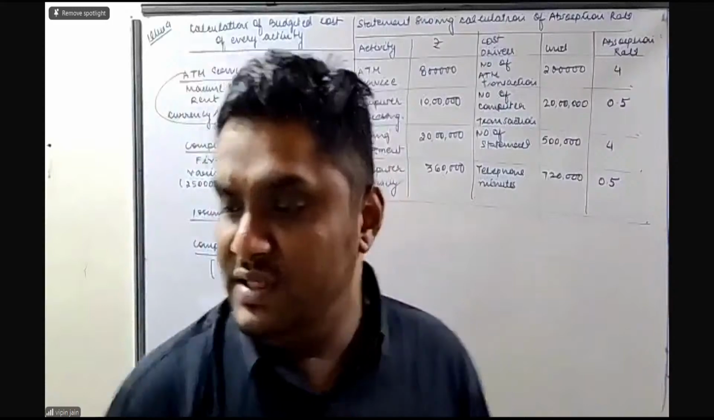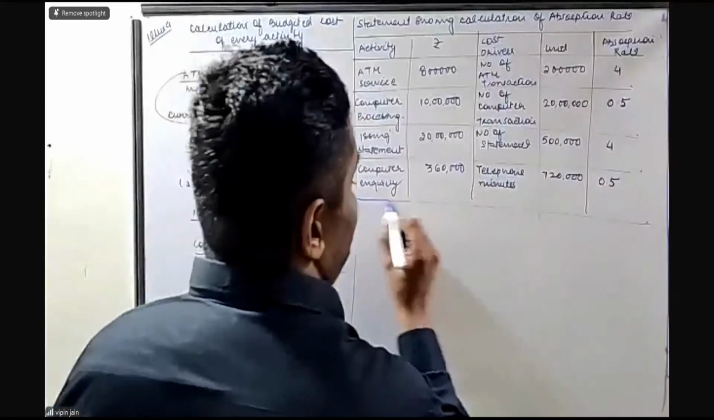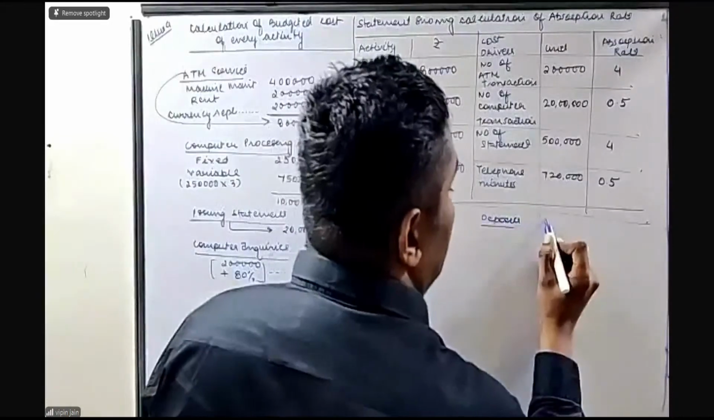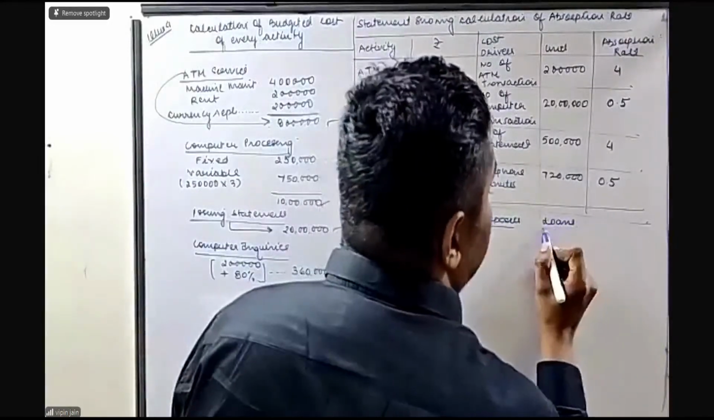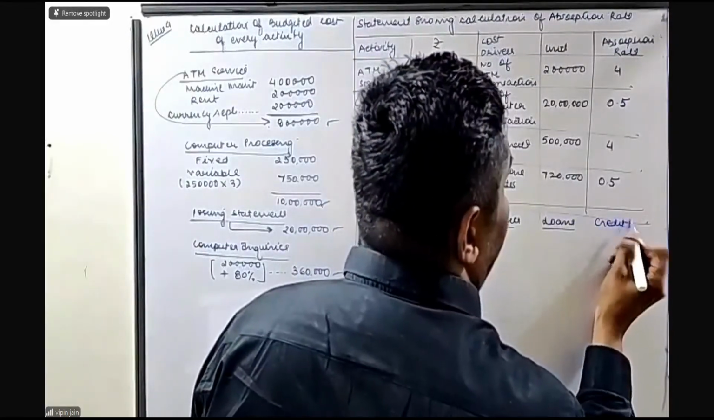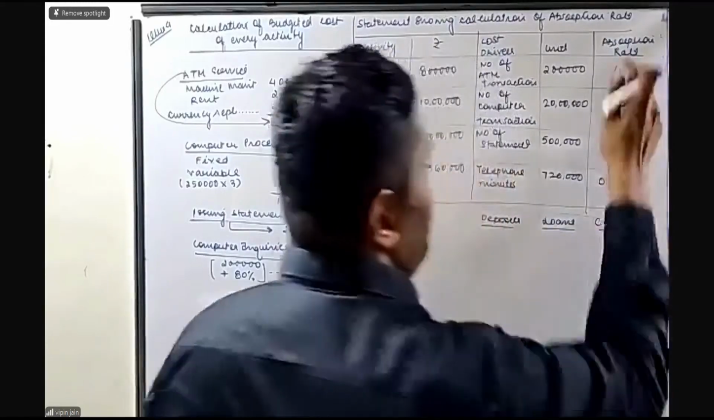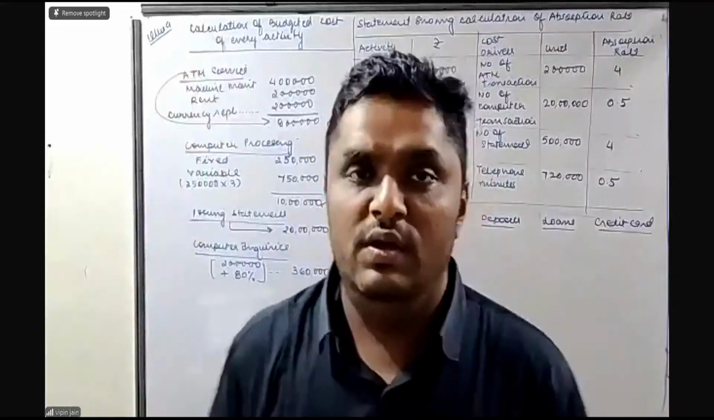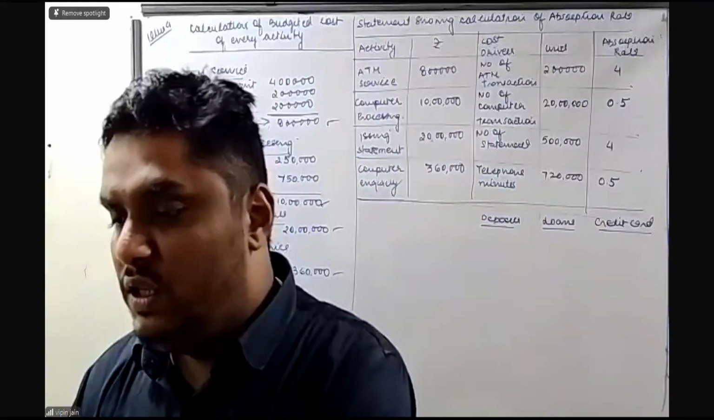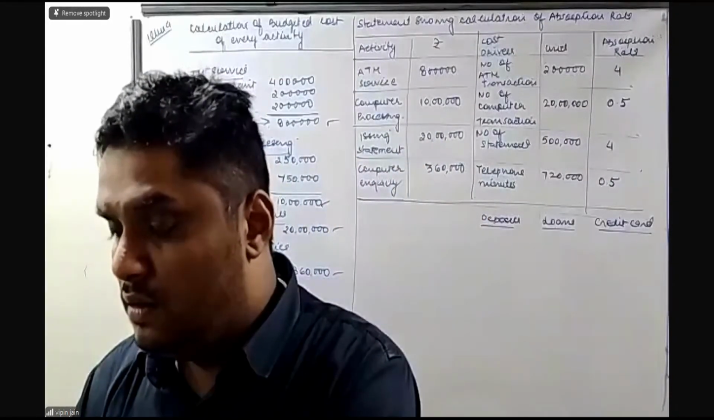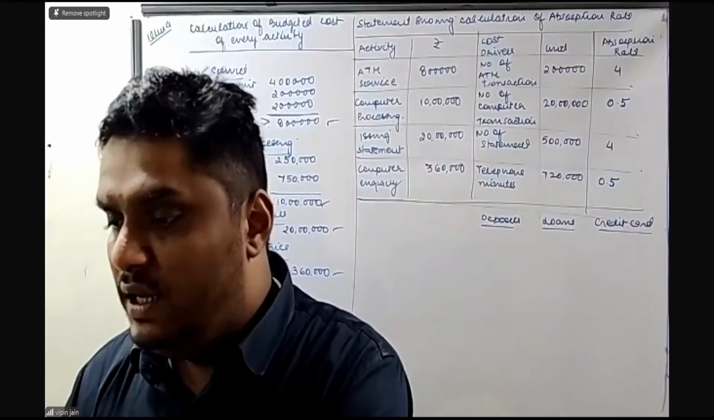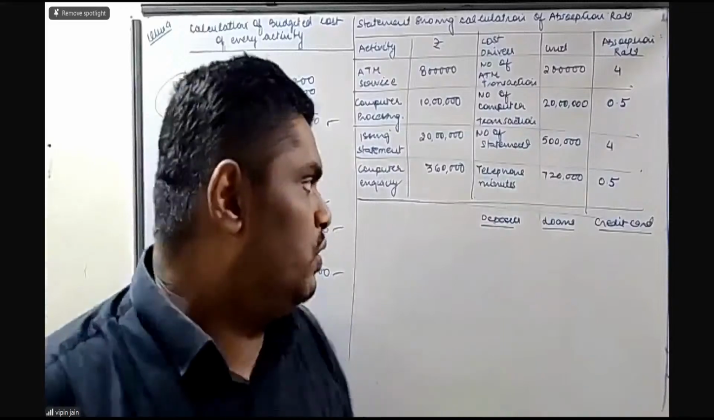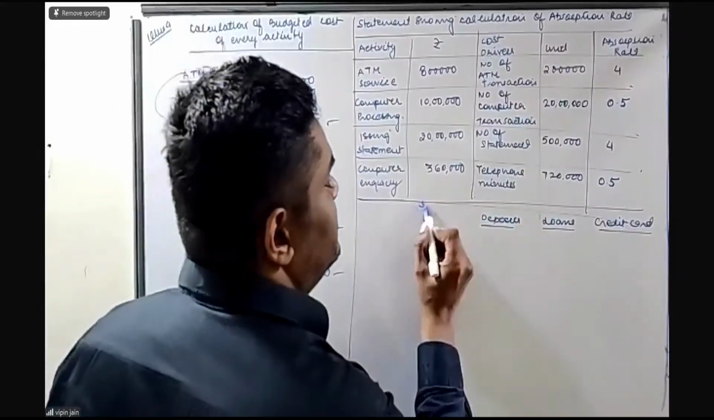Now there are 3 products: deposits, loans, and credit card. You have to use these rates for these 4 services and calculate the total cost. So this is the way you have to solve the question. If you have any doubts, then please post your queries. This part you can solve on your own. This is the statement.